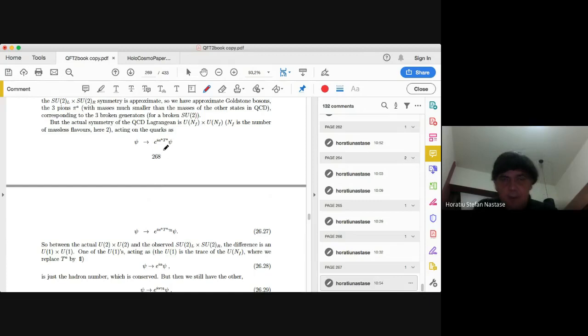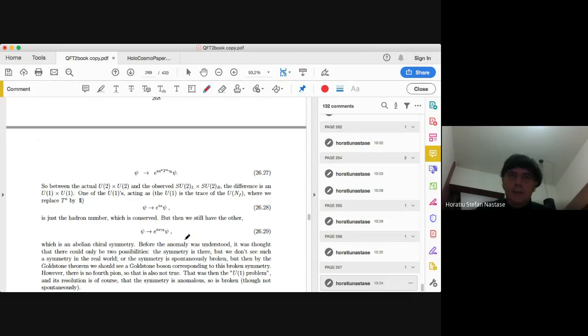So the action of this U(N_F) cross U(N_F) would be e to the i alpha^a T^a, T^a being generators of U(N_F). And the other one is with T^a times gamma 5. So there's also an action of gamma 5 on psi. But as we just said, we observe just SU(2) cross SU(2), right? The difference between the observed one and the theoretical one is a U(1) cross U(1).